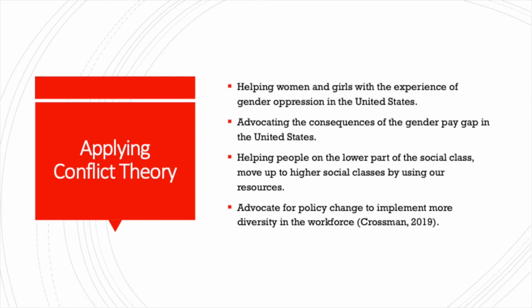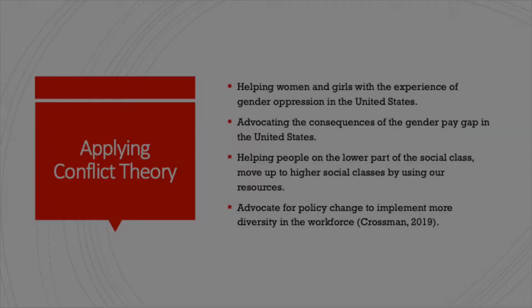So a few ways that we as social workers can apply the conflict theory is to advocate for women and girls who experience gender oppression in the United States, advocate the consequences of gender pay gap in the United States, help people that are on the lower part of the social class scale move up to higher social class scales by using our resources, and advocate for policy change to implement more diversity in the workforce.